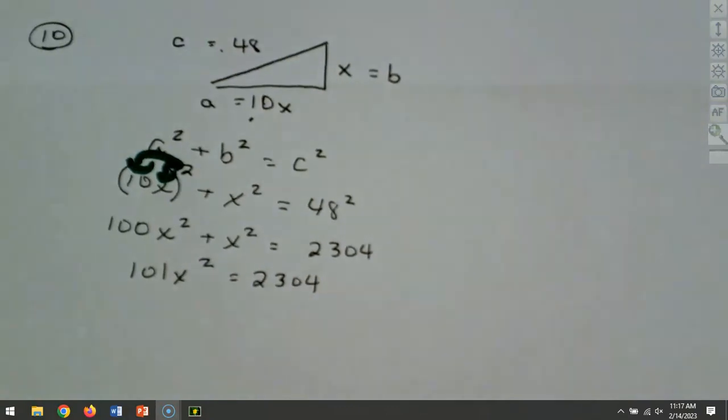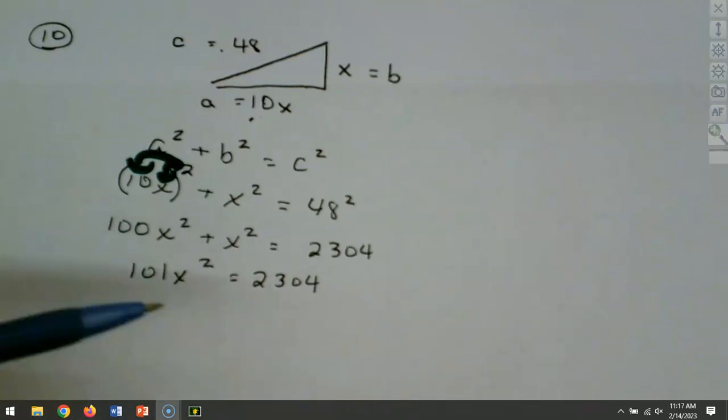How would you finish it? If I gave you this equation right here, and I said finish it, what would you do? Okay, solve for that x squared, right? So the first thing you would do is divide by what? 101. Okay, and then how would you get rid of the square? Square root. So divide both sides by 101, and then take the square root.